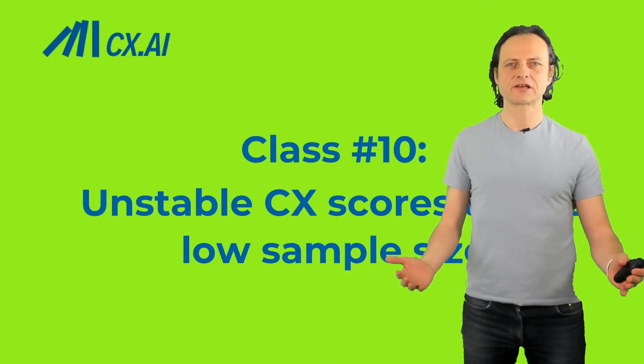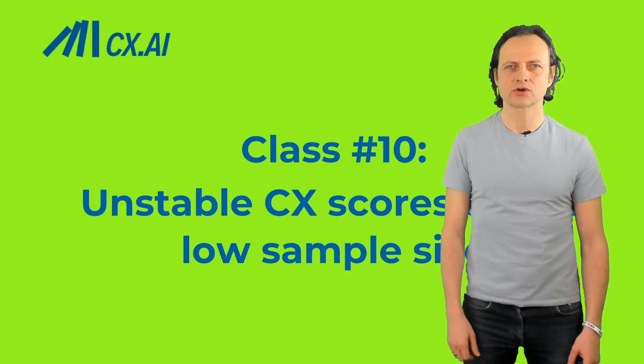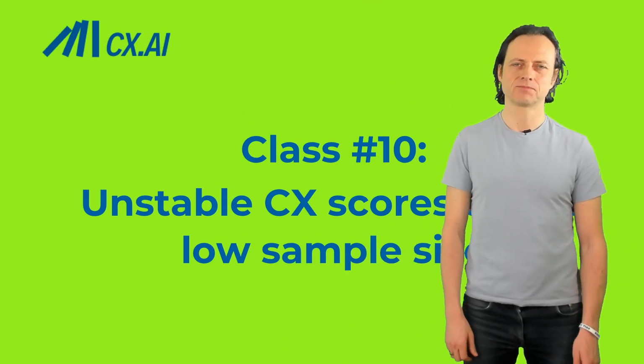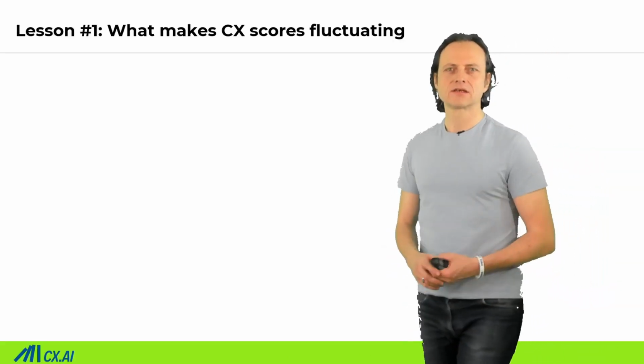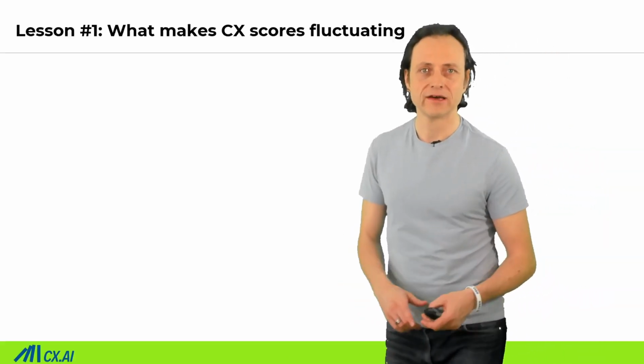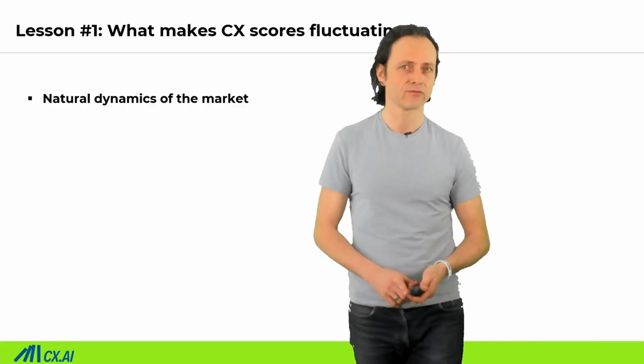Welcome to class number 10, Unstable CX Scores due to low sample size. What makes CX scores, like the NPS, fluctuate?